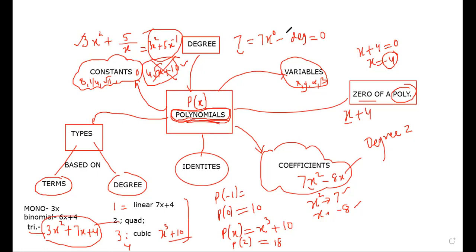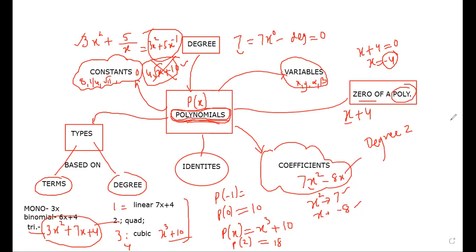So an algebraic expression should contain variables with any power: negative, positive, fraction. But for a polynomial, what is the condition? Non-negative. It should be non-negative. I hope this much is clear to everyone. You have studied all these things in 8th.